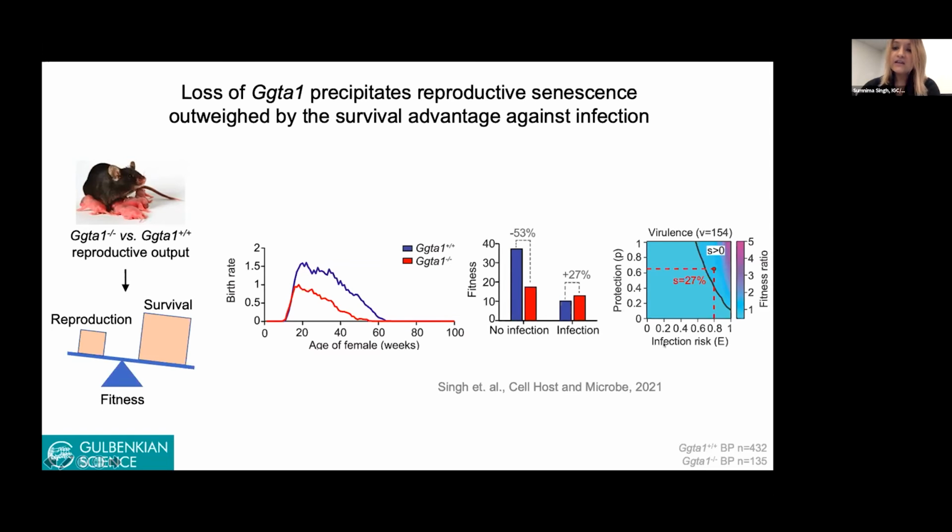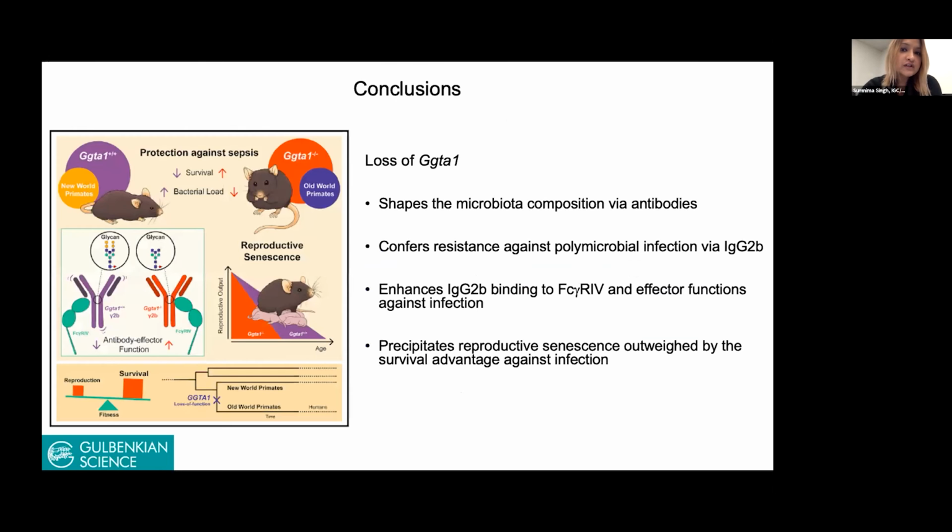And as such, in the presence of high risk of infection with a highly virulent pathogen, the protection conferred by loss of GGTA1 moves the species beyond this black line into a parameter space where these loss of function mutations are selected and eventually fixed. In conclusion, loss of GGTA1 shapes the microbiota composition by antibodies. It confers resistance against infection by IgG2b. It enhances IgG2b binding to Fc gamma receptor 4 and effector functions. And then it precipitates reproductive senescence, which is outweighed by survival advantage against infection.